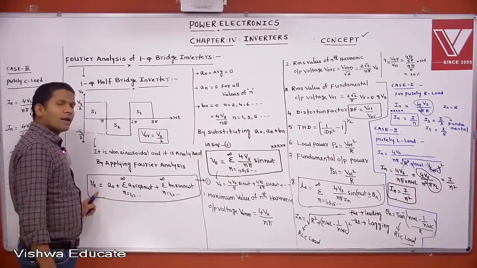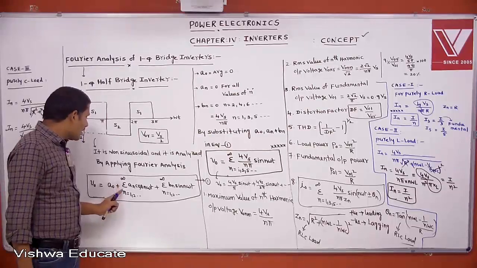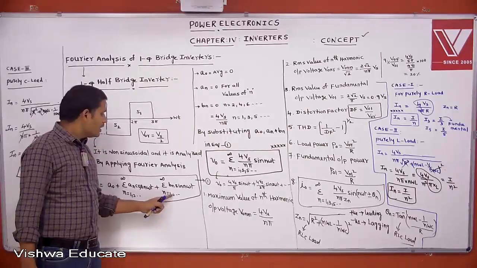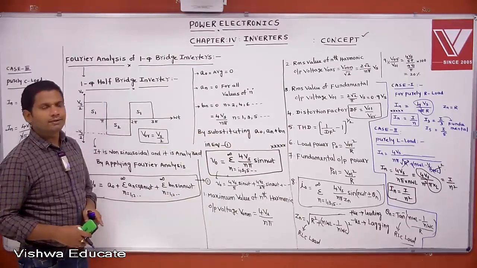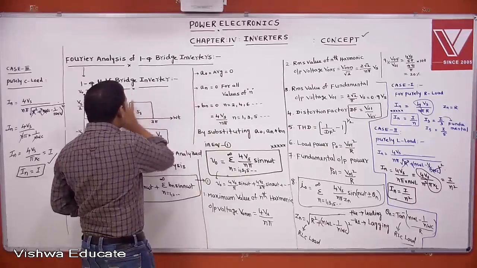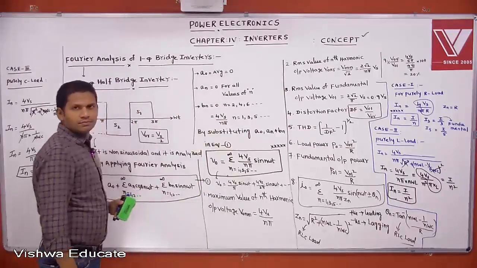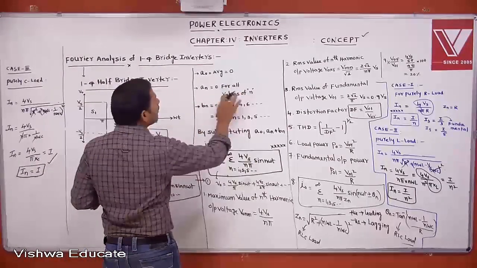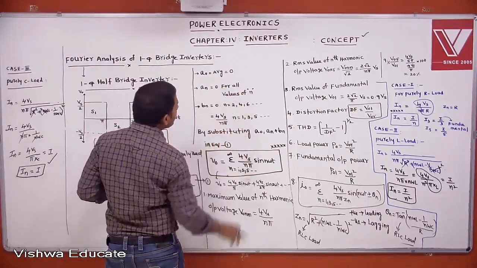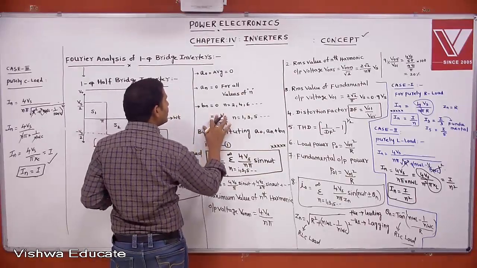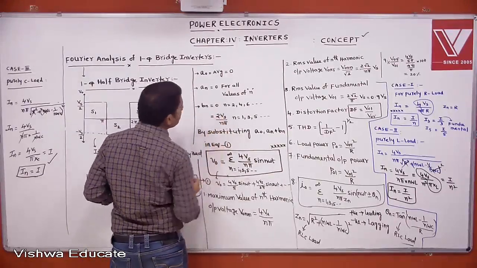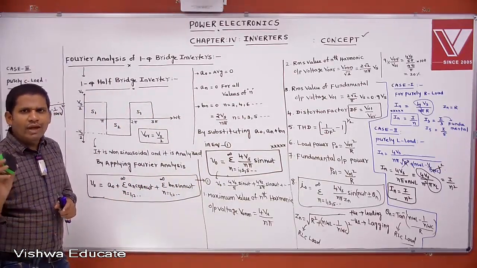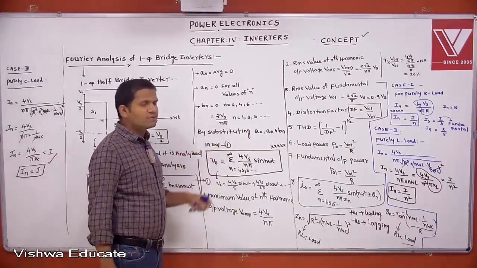According to Fourier analysis, the instantaneous output voltage is A naught plus summation n equal to 1 to infinity An cos n omega t plus summation n equal to 1 to infinity Bn sin n omega t. Because of the symmetrical waveform, its average value is 0. An equals 0 for all values of n, Bn equals 0 for even n, and for odd n, replacing Vs by Vs by 2, we get 2 Vs by n pi. This is the only difference between full bridge and half bridge: where we got 4 Vs by n pi, here we get 2 Vs by n pi.